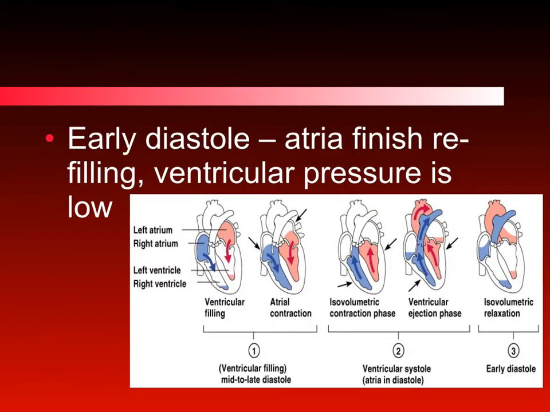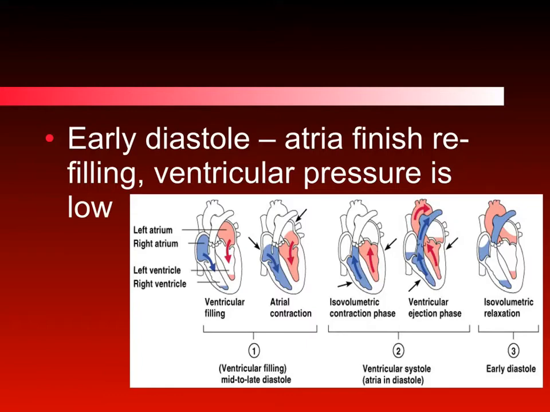Next, the early diastole is the beginning portion of the relaxation of the ventricles and the atria. The atria will fill with blood, and the pressure in the ventricle is the lowest because this is the time right as soon as the ventricles have emptied, and then it is beginning to relax.